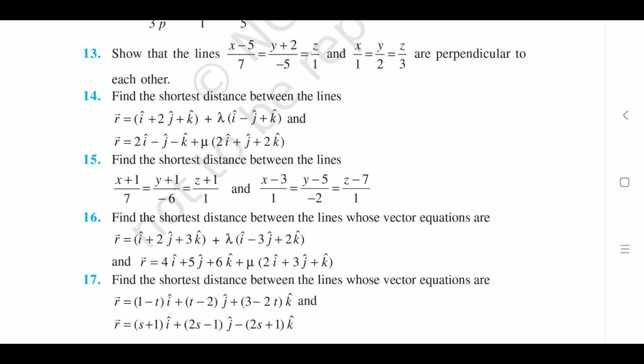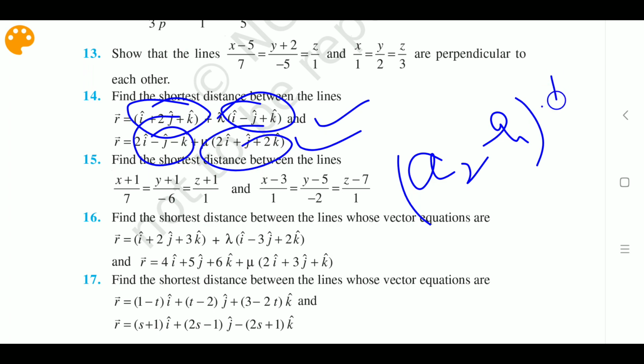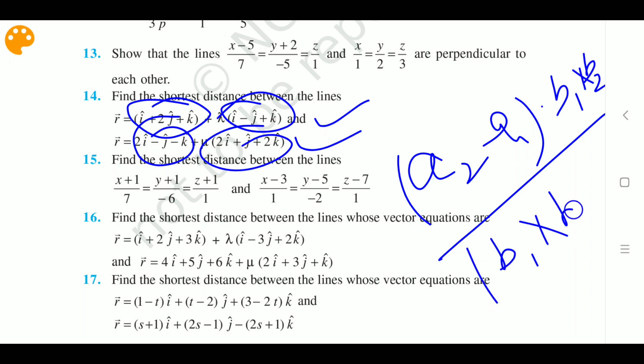Next, we have to find out the shortest distance between these two lines, where these two lines are given. So this is the point A1, this is A2, this is B1, this is B2. Use the same formula: A2 minus A1 dot B1 cross B2 divided by the magnitude of B1 cross B2. From there you will find the shortest distance between these two lines.